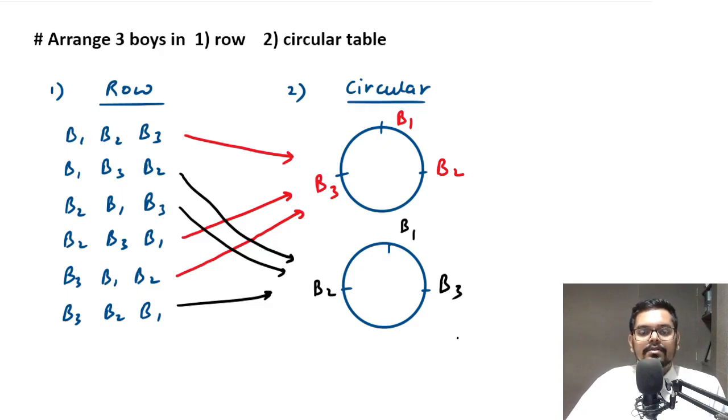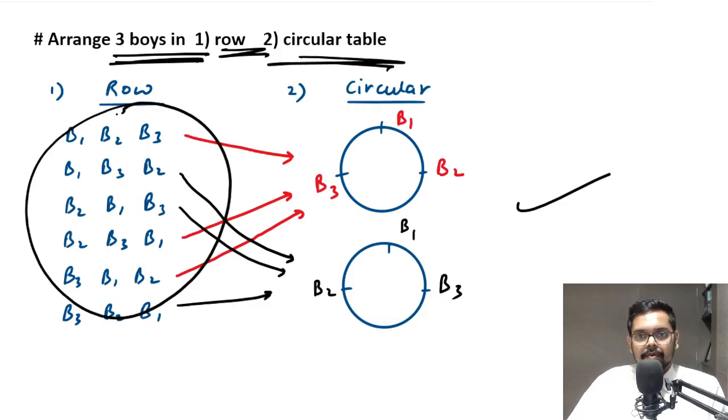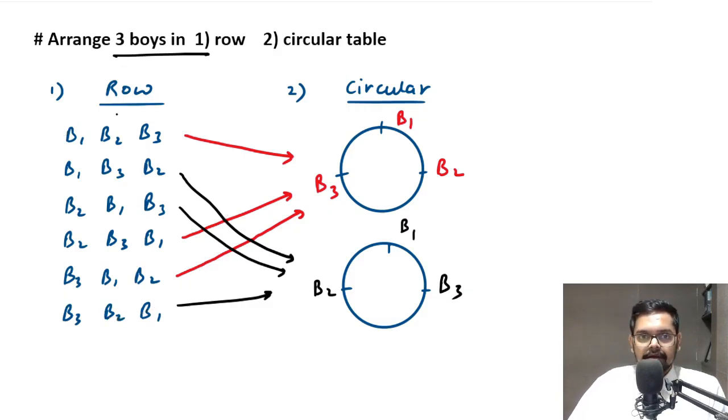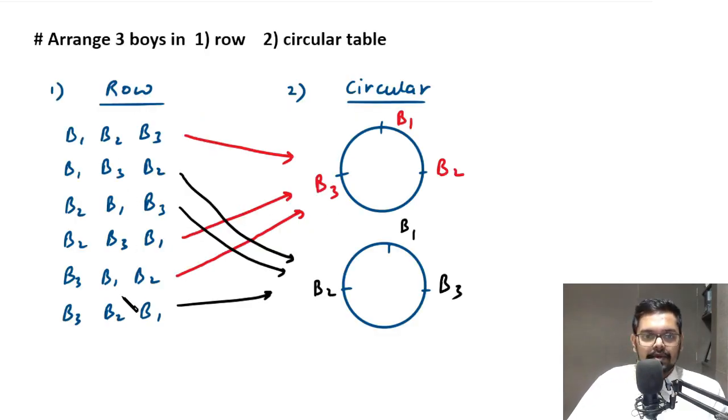So the number of ways of arranging 3 boys at a circular table is 2. The number of ways to arrange 3 boys in a row is 6. Understood? If so, is there any generalized formula? Because doing this manually every time is a very tedious task. Obviously there is. For 3 boys at a circular table, the answer was 2 ways only, which can be written as 3 factorial by 3. Why write it this way? 3 factorial means the linear ways, but we know in linear ways we have redundant data.